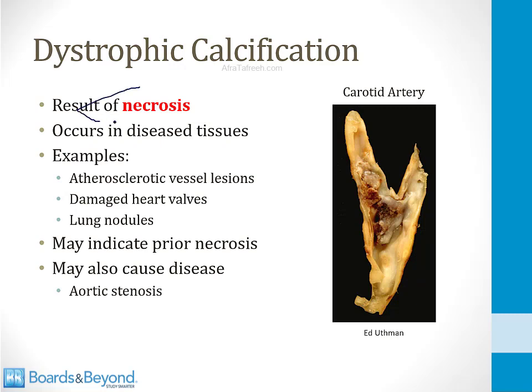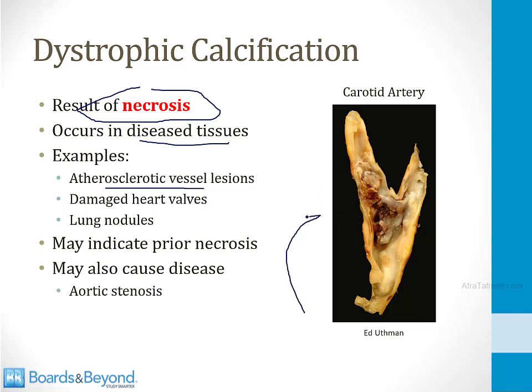This is the result of necrosis. It occurs in diseased tissues that have undergone necrosis. Some examples are atherosclerotic vessel lesions. So if you go into the anatomy lab and your cadaver is from a patient who had some atherosclerosis, if you feel those vessels, they will be crunchy. And the reason they're crunchy is because there is calcium in the walls of the vessel from atherosclerosis.